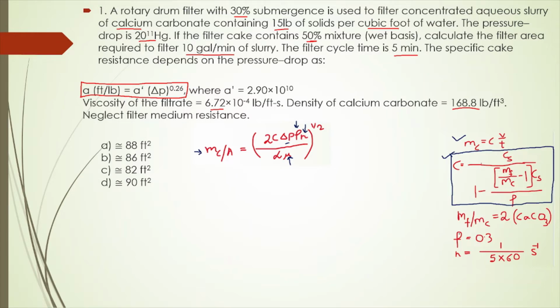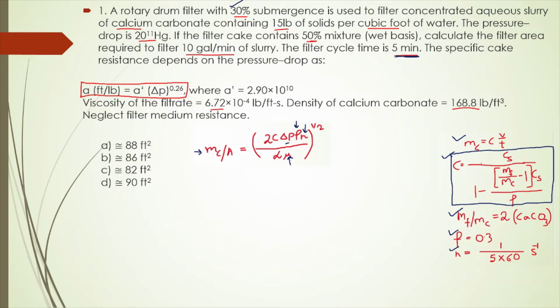Now MF by MC, this fraction is taken as 2 for calcium carbonate. This is the standard. If we have calcium carbonate, we take it as 2 in all problems. And the factor of submergence, which is here, is given as 30% or 0.3, and n is the speed of the drum, which in this case is 1 by 5 into 60 per second, because the cycle time is given as 5 minutes. So speed of the drum is taken to be the inverse of the cycle time.